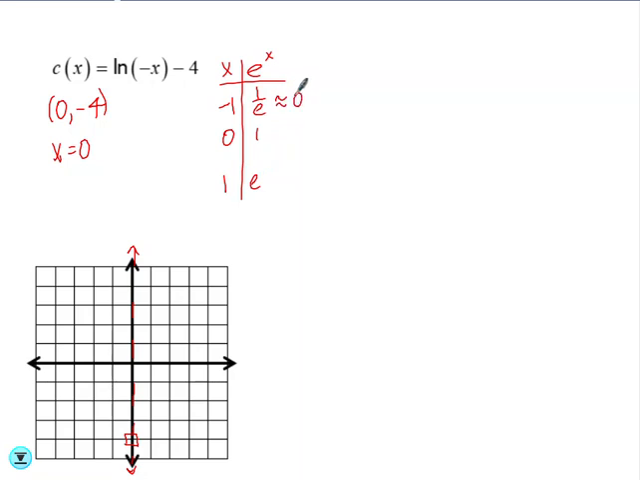1 over e is approximately equal to 0.368, and e is approximately equal to 2.718. So if I take these points, switch my x's and y's, and go from my starting point, I have these points. Now, since there is a negative in front of the x, this means I am going to flip my graph over the y-axis. So if I flip these points, that gives me my graph.